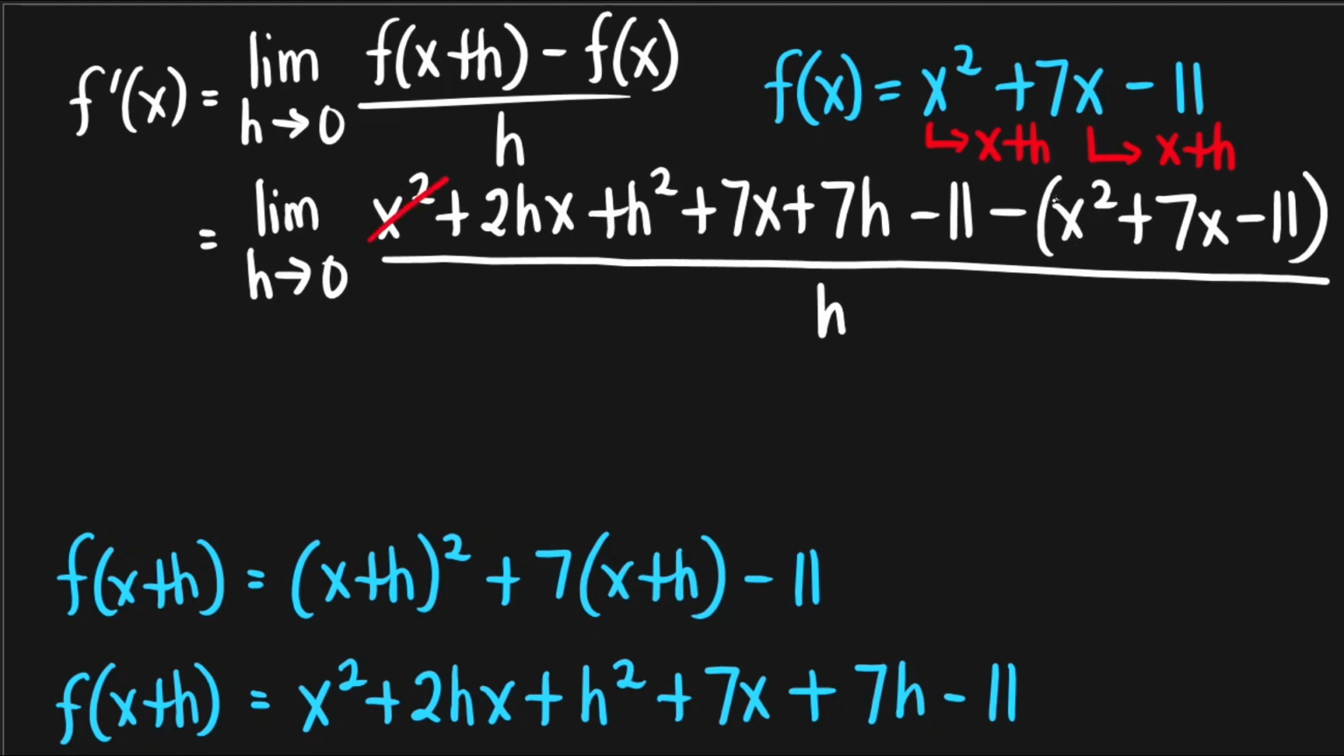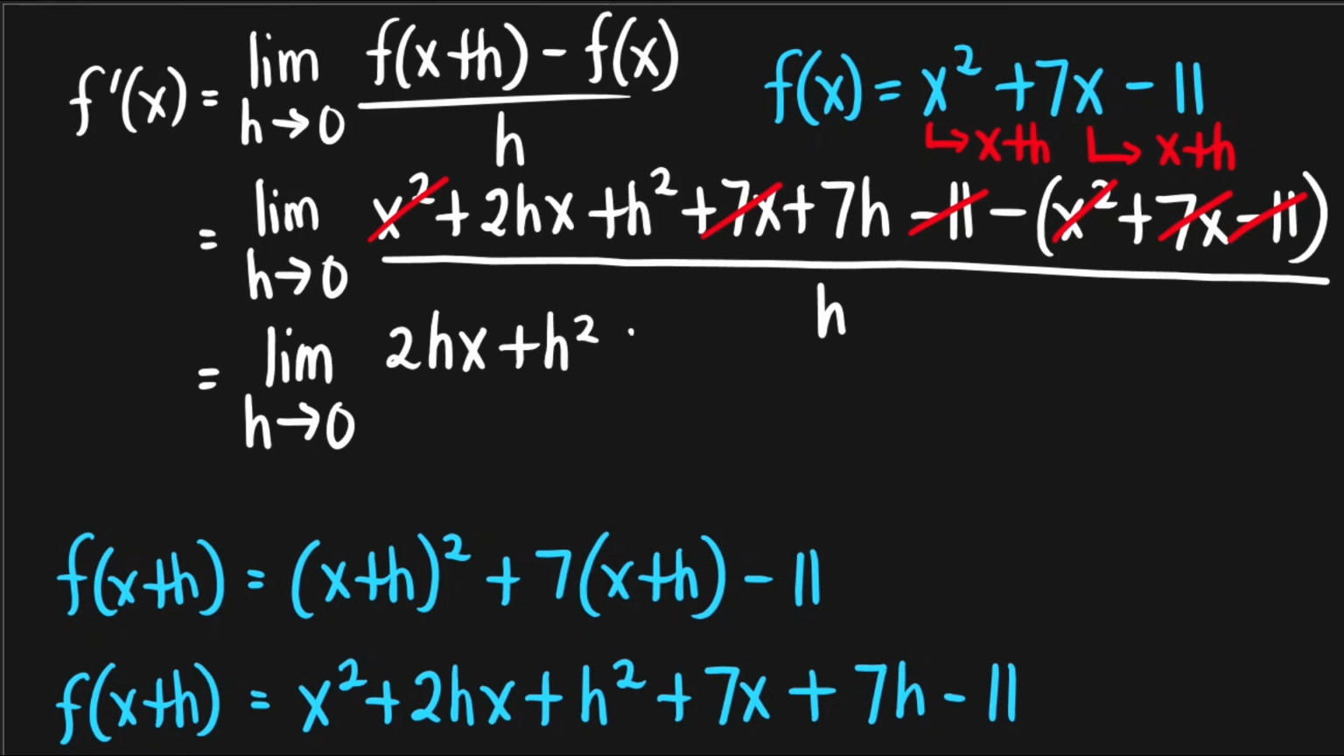X squared minus x squared will cancel. 7x minus 7x will cancel. Negative 11 minus negative 11 will become negative 11 plus 11. So we can cancel this. Then divided by h. Simplifying further, we get the limit as h approaches 0 of 2hx plus h squared plus 7h divided by h.